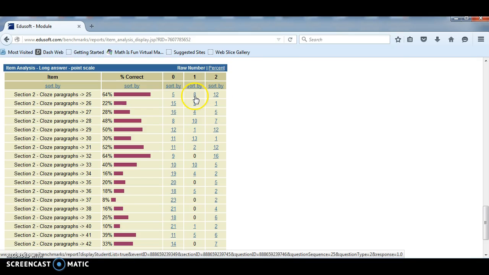If they got a 1 on the question, that means they chose the right word, but chose an incorrect form of the word. And a 0 means that they chose the wrong word. If they didn't answer the question, they're not going to show up in the counts here. So remember, there were 28 students in the data, but you can see that this only adds up to 25. So there were 3 students that didn't answer that question.